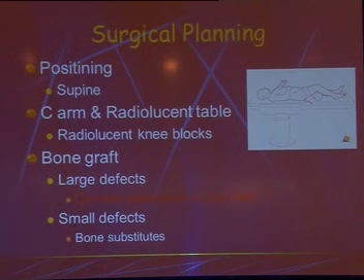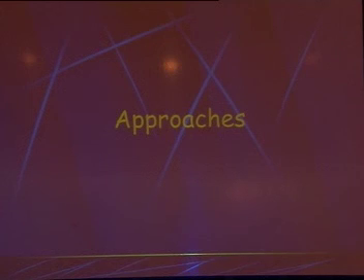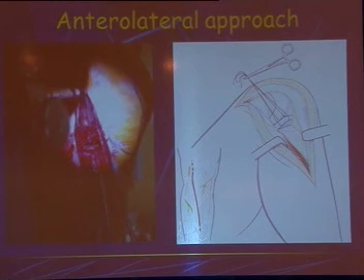The position is supine. The C-arm and radiolucent table is a must. Radiolucent knee blocks are a must. And if you have to bone graft large defects, consider preparation of the iliac crest also. In small defects, you may use bone substitutes. The anterolateral approach is the approach to the lateral side.